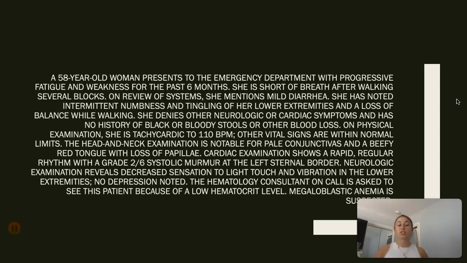On physical examination, she is tachycardic at 110 BPM. Other vital signs are within normal limits, and head and neck examination is notable for pale conjunctivas and a beefy red tongue with loss of papillae, so it's very smooth. Cardiac examination shows a rapid regular rhythm and a grade 2 over 6 systolic murmur at the left sternal border. Neurological examination reveals decreased sensation to light touch and vibration in the lower extremities. No depression noted. The hematology consultant on call is asked to see the patient because of a low hematocrit level. Megaloblastic anemia is suspected. Very important.